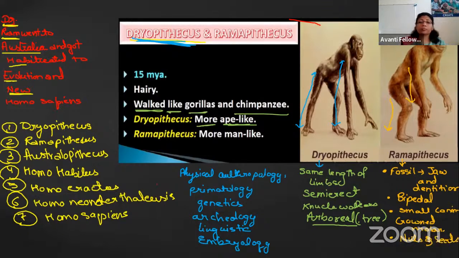Okay, so out of these two, first we have the Dryopithecus, the second we have the Ramapithecus. The Dryopithecus was more like the ape, whereas the Ramapithecus is more like the man. Why? Due to their walking feature and their body posture. Okay, and also according to their food habits.